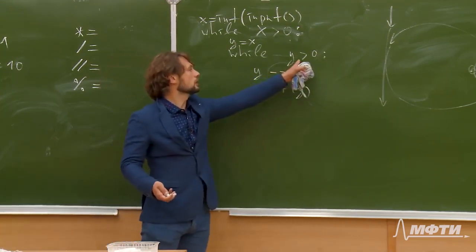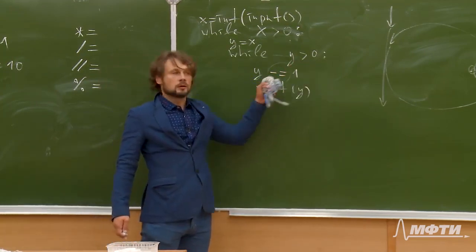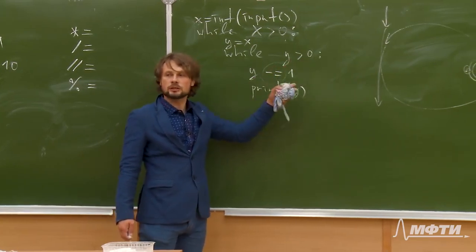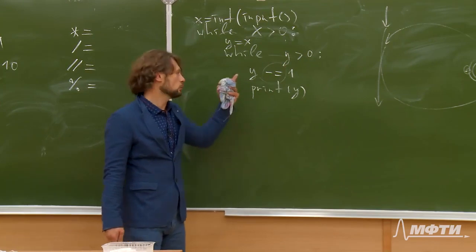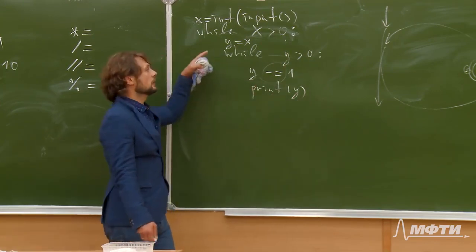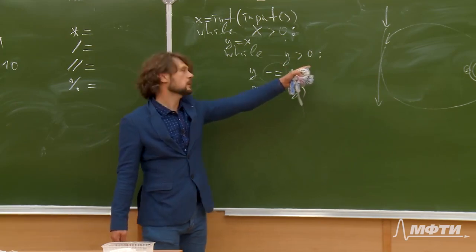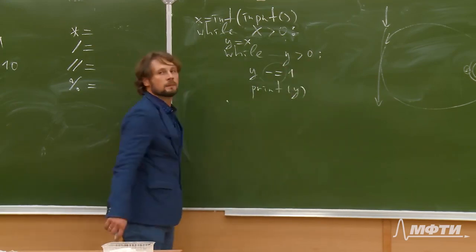0 printed. More precisely, the 1 was greater than 0. The 1 was reduced by 1. Y became 0, and 0 was printed out. Is 0 greater than 0? Not true. So we go out here.